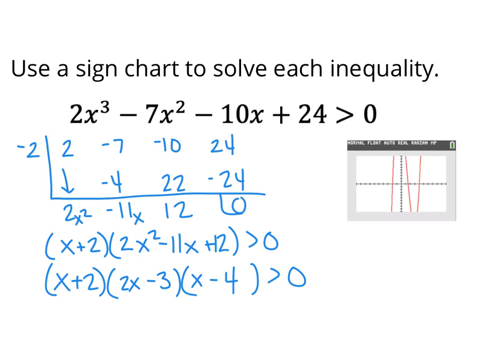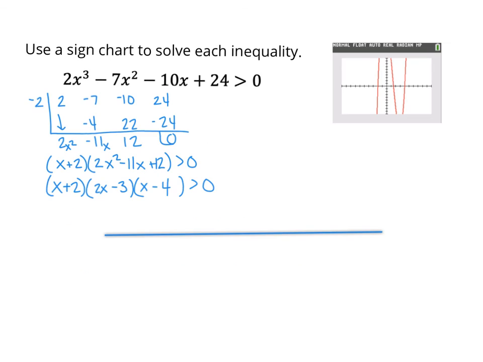So this works. So from this point, I can set up my number line, and I'm going to place my zeros on my number line. So -2, 3/2, and positive 4. And now you're either going to make a sign chart or use your knowledge of cubic functions and end behavior. So the fact that my leading coefficient is positive, I know that my end behavior will look something like this, and the fact that it's odd.